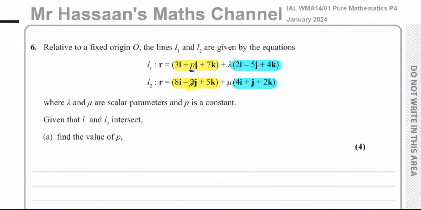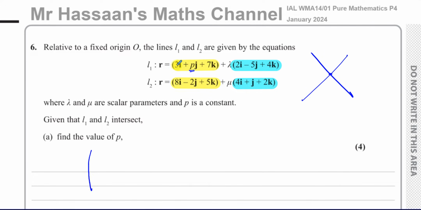So I'm going to use the fact that if they intersect, then they will have the same position vector. There will be a certain point which they will both pass through, and that point will be the point at which they intersect. The position vector of that point will be the same, of course. So there will be a value of lambda and mu for which these two will be exactly at the same place. So I'm going to write line 1 and line 2 in column vector form, because I find it much easier to deal with in terms of calculations.